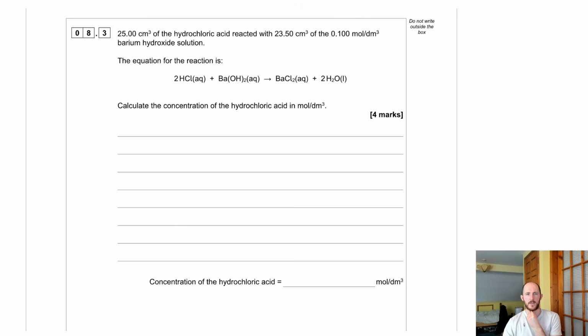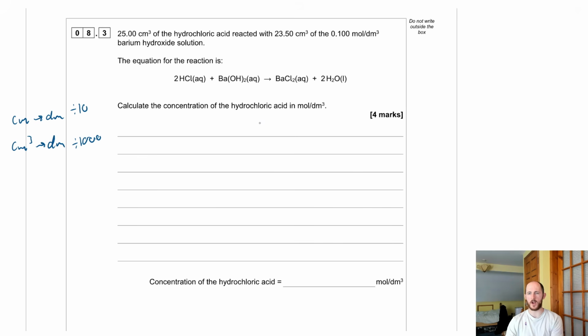So here we have to work out the concentration of HCl in moles per decimeter cubed. The problem is our volumes are in centimeters cubed. Remember, to go from centimeters to decimeters, you're dividing by 10, but since it's cubed, you're dividing by 10 cubed, which is the same as 1,000.